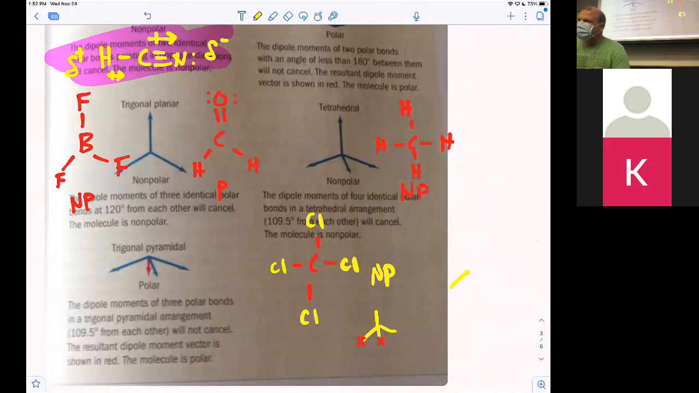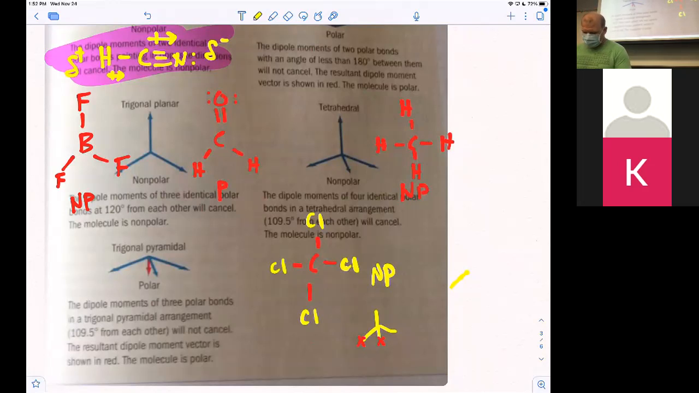Because polar things dissolve in other polar things, and non-polar things dissolve in other non-polar things. So things that dissolve in water tend to be polar, and things that cannot dissolve in water tend to be non-polar. So oil is non-polar, doesn't dissolve in water. Vinegar, alcohol, both polar, they can dissolve in water. Vinegar and oil, not so much, because water is polar, and oil is non-polar.